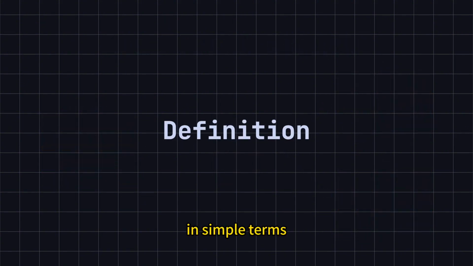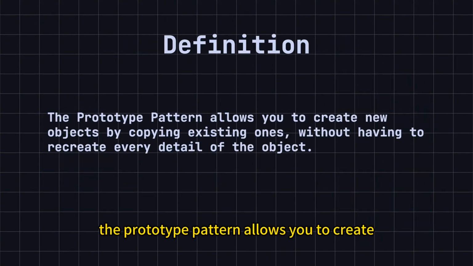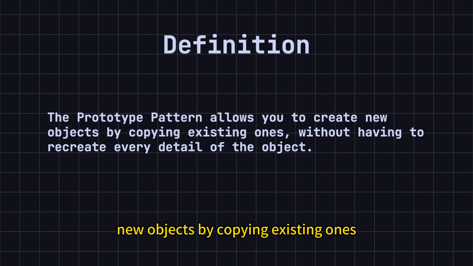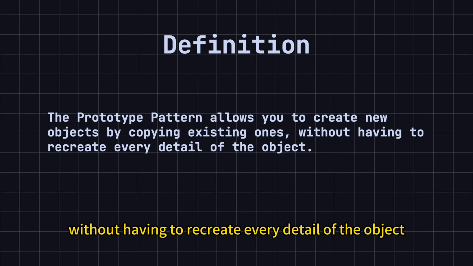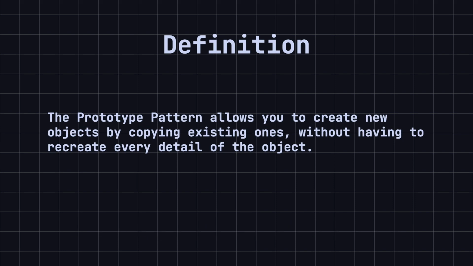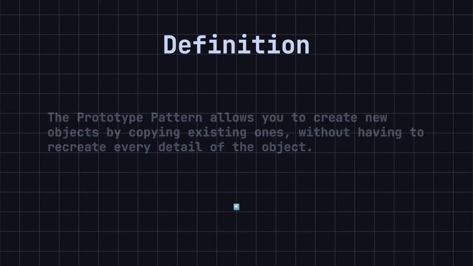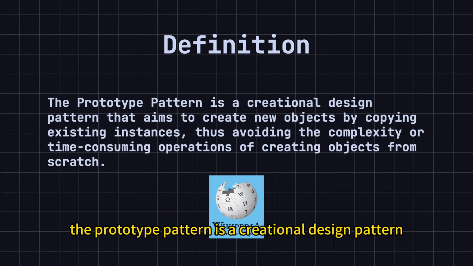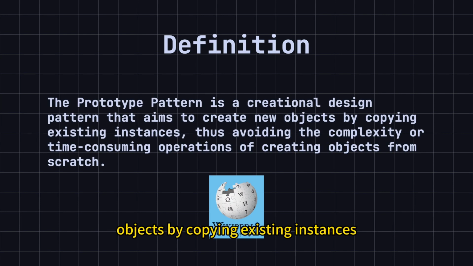In simple terms, the prototype pattern allows you to create new objects by copying existing ones, without having to recreate every detail of the object. It is very useful when you need a large number of similar objects. According to Wikipedia, the prototype pattern is a creational design pattern that aims to create new objects by copying existing instances, thus avoiding the complexity or time-consuming operations of creating objects from scratch.